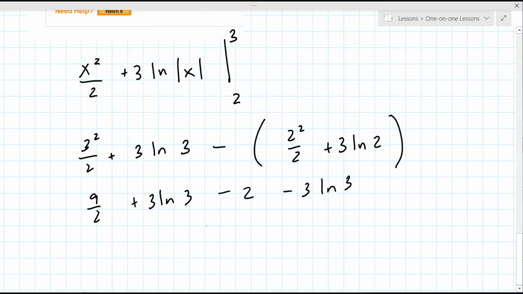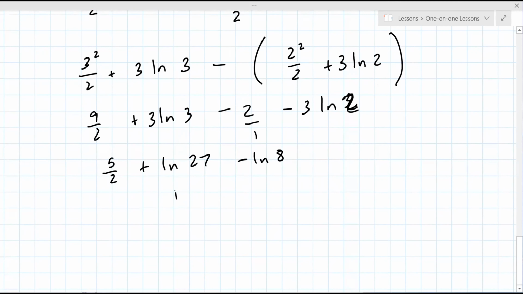And then, don't you put the 3 to the third? Would you do that? You could. I don't know how picky your instructor is, but this is 4 over 2, so this becomes 5 halves. This is plus the natural log of 27 minus the natural log of 8, because it's 2 to the third. So you could write this as natural log 27 over 8. I wouldn't expect this, but that is what you could put in for the answer.